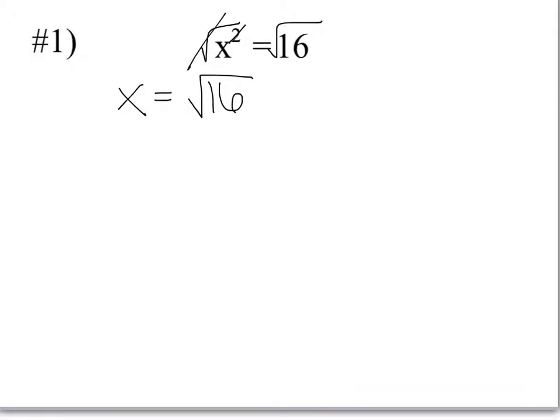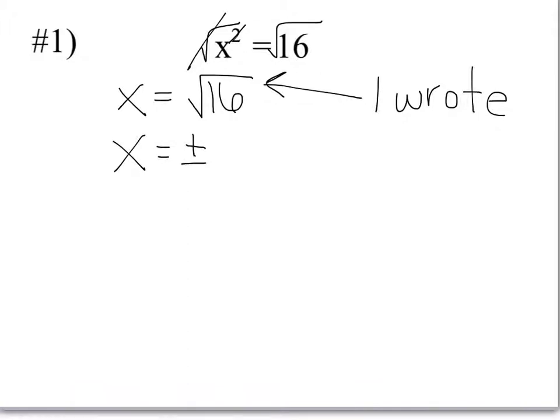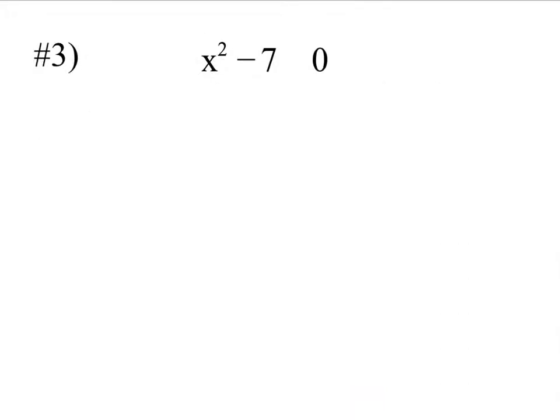Now, whenever you physically write the square root yourself, so you see how I wrote this, then when you go to answer it, your answer needs to be plus or minus. So x equals the square root of 16 is plus or minus 4. Anytime you write the square root symbol, then you need to write plus or minus in front of the 4.